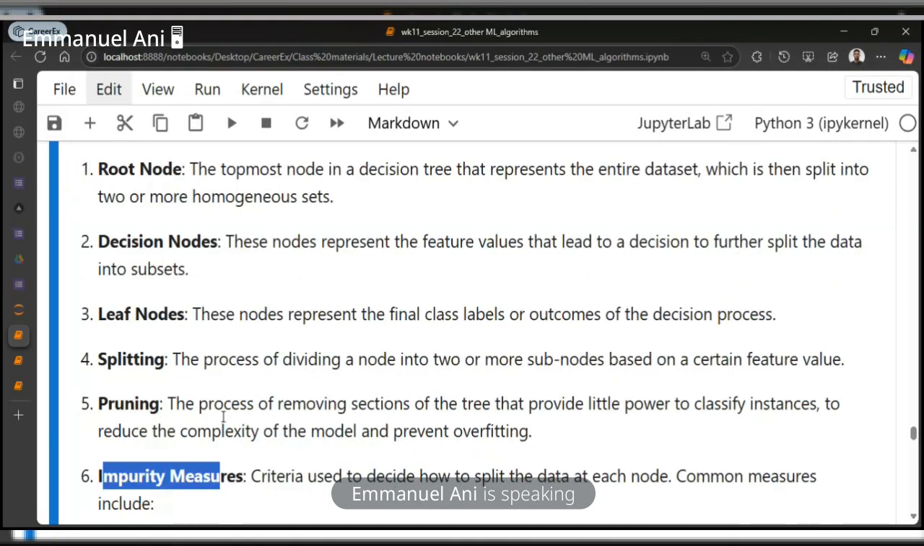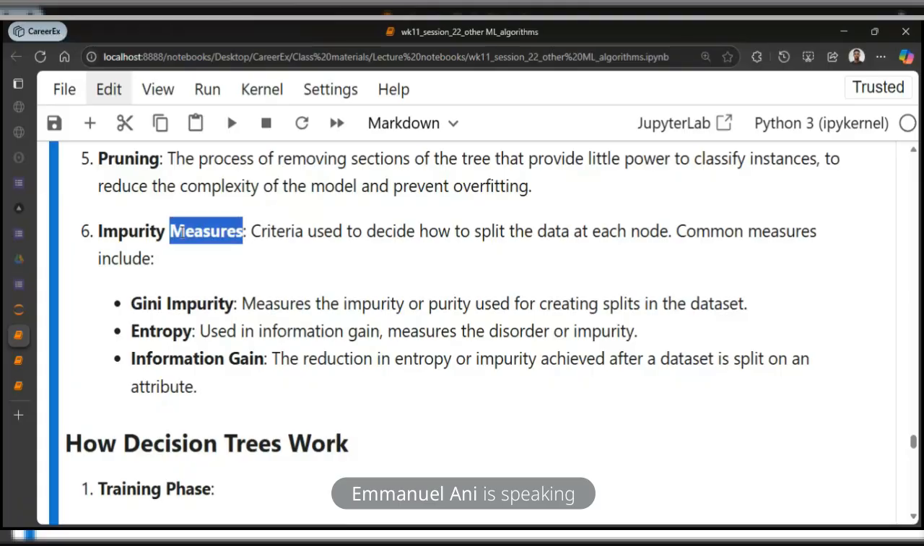So impurity measure is one of the very key things in decision tree. It determines how your split is done. So you have Gini impurity, you have entropy, and you have information gain. All right. So you can select either of these three.